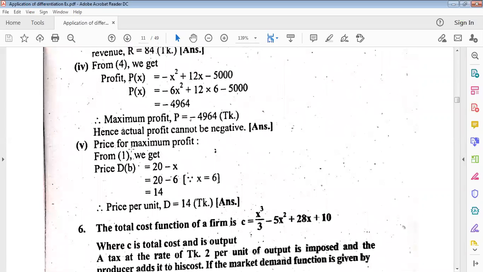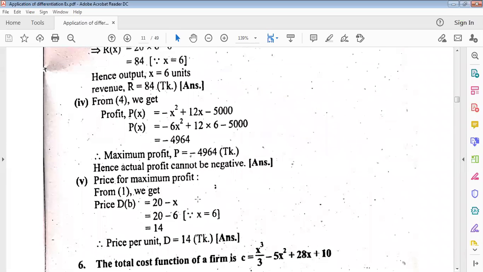Now the price for maximum profit. From 1, we get the demand function p equals 20 minus x. If we put x equals 6, then the price will be 14. Therefore the price per unit p equals only 14. This is the result.